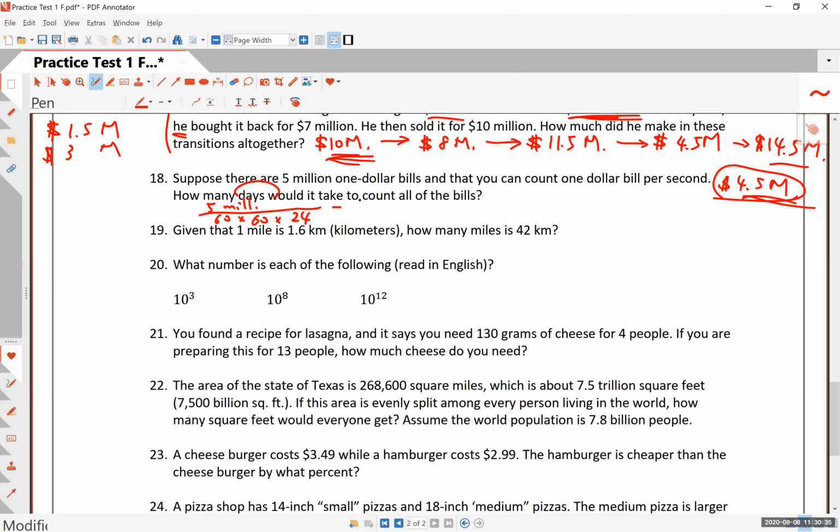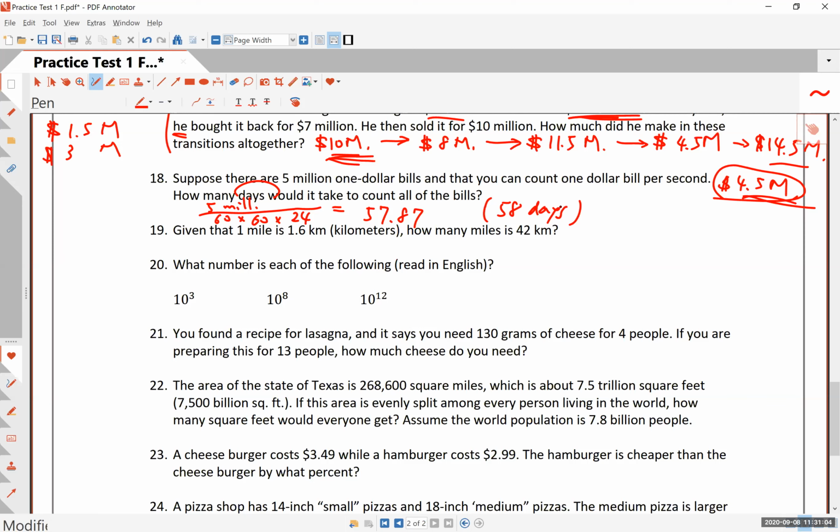So the answer is going to be 5 million divided by the quantity 60 times 60 times 24. Okay, and if you do that, it'll be 57.87. So you can just round this to about 58 days, or you can say 57.87 days, that would be acceptable. You can also say about 58 days.